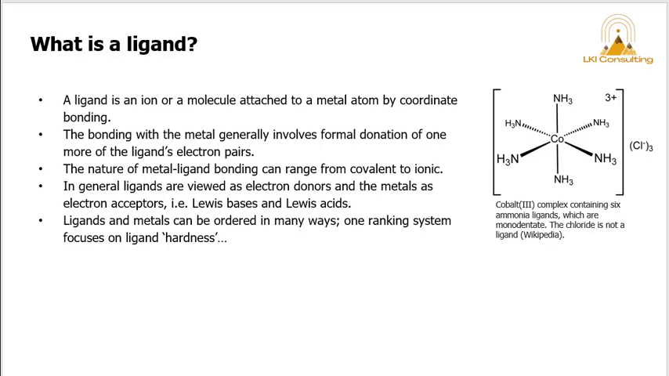And finally, ligands in metals can be ordered in many ways. One ranking system focuses on ligand hardness. And to your right, you'll see an example of a cobalt-3 complex that contains 3 ammonia ligands, which are monodentate. And in this example, the chloride is not a ligand.